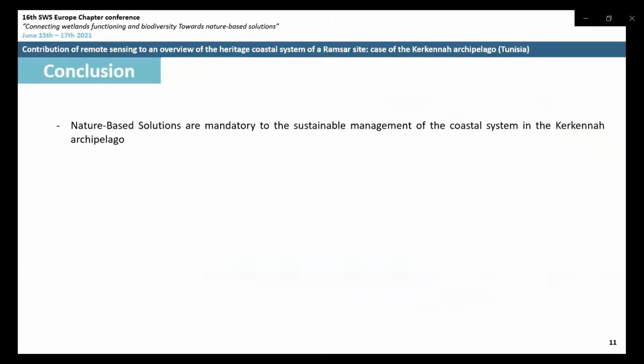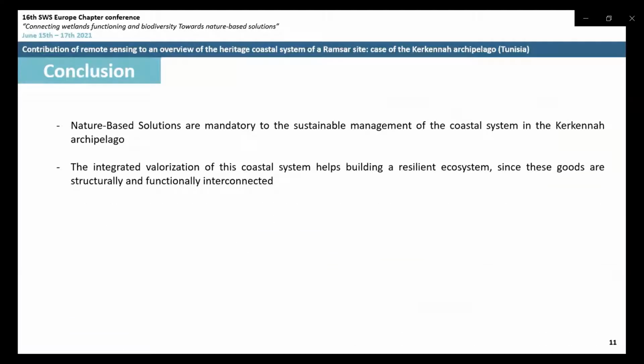To conclude, nature-based solutions are mandatory for the sustainable management of the coastal system in the Kerkena archipelago. The integrated valorization of this coastal system helps build a resilient ecosystem since these goods are structurally and functionally interconnected. The degradation of one contributes to the degradation of the other and vice versa.